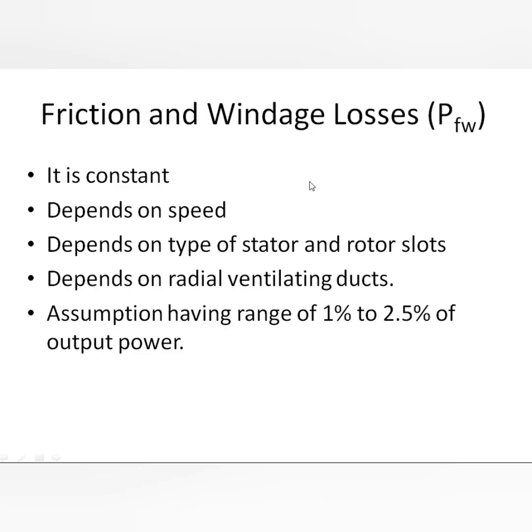Similarly, we know that there is a thumb rule that for every 100 mm of the stator core length, 10 mm radial ventilating duct is provided. So these radial ventilating ducts will also have an opposition to the flow of air, hence the frictional and windage losses will also increase. So generally there is an assumption which we make that frictional and windage losses are having a range of 1% to 2.5% depending upon the above mentioned parameters. So we can assume the frictional and windage losses to be a constant ranging between 1% to 2.5%.